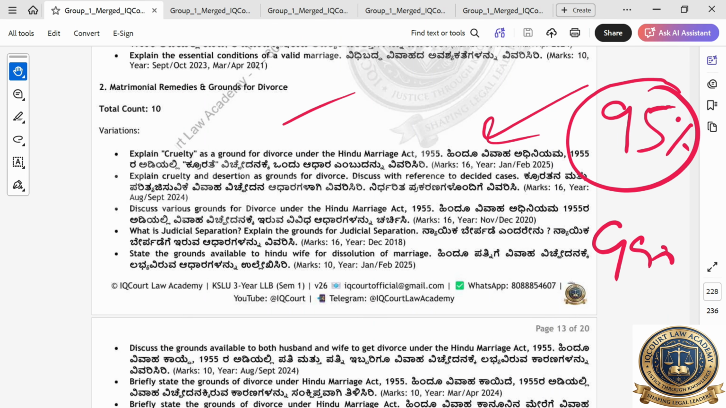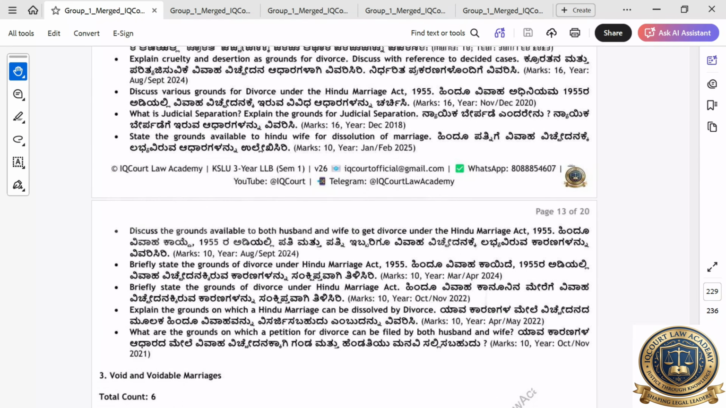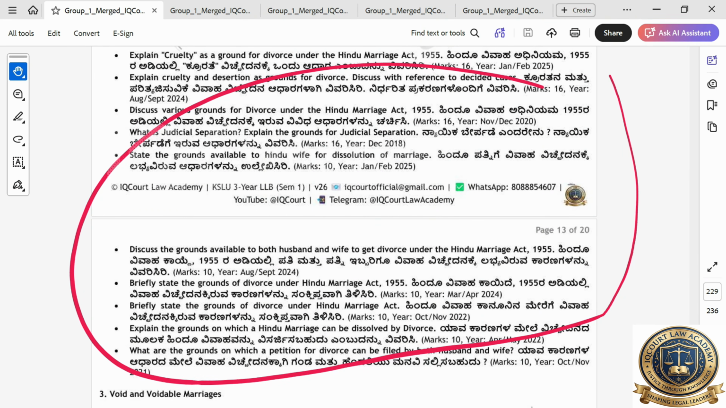Explain cruelty as a ground for divorce under the Hindu Marriage Act 1955. ಹಿಂದೂ ವಿವಾಹ ಅಧಿನಿಯಮ 1955 ಅಡಿಯಲ್ಲಿ ಕ್ರೂರತೆ ವಿಚ್ಛೇದನಕ್ಕೆ ಒಂದು ಆಧಾರ ಎಂಬುದನ್ನು ವಿವರಿಸಿ. This is the top priority and this is the second priority. This is a very important question related to divorce.